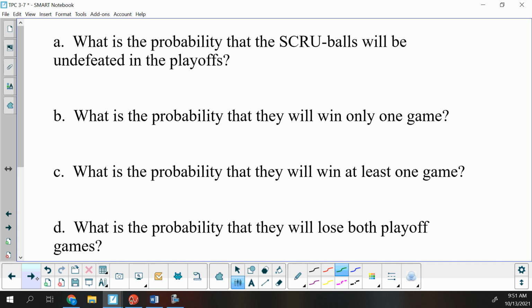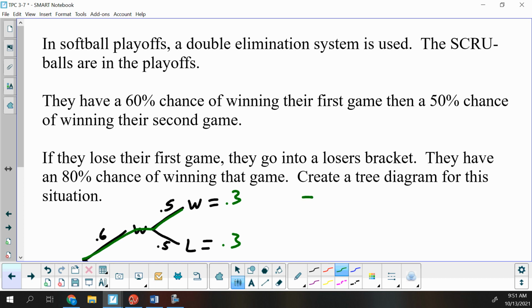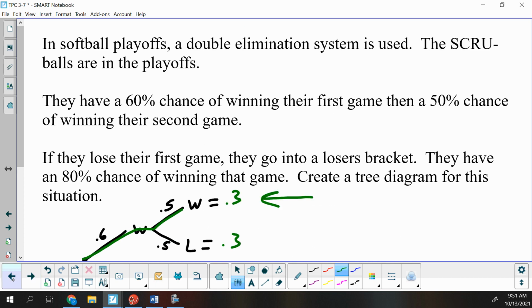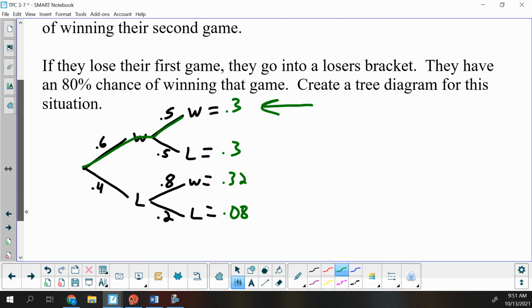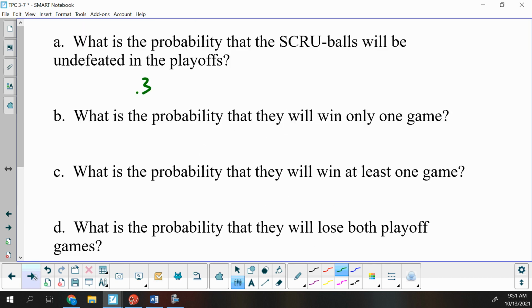So now the follow-up questions, what's the probability the Screwballs will be undefeated in the playoffs? Well, that means they won both games. Winning both games was that option there. So we just had 0.3. What's the probability they will win only one game? Well, that means they either won and then lost, or lost and then won. So that's those two options. If we add those together, we get 0.62.